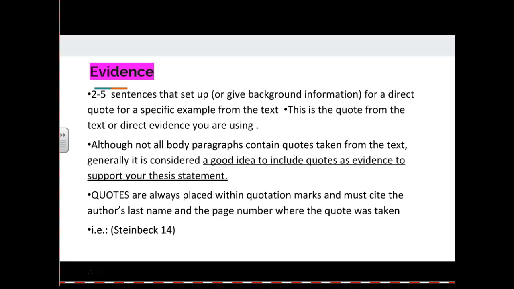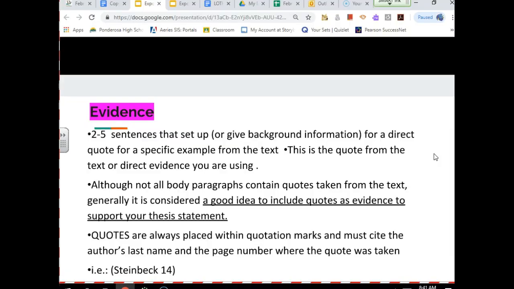If you have already used the last name, can you just do the page? Yes. So kind of like I messed up in that first body paragraph, where it just says 143, you would just put 143 if you said Golding says, or Golding wrote, because you already know who the author is in that sentence. That's called an in-text citation. Alright, so let's go back to our sample essay and let's find the evidence.